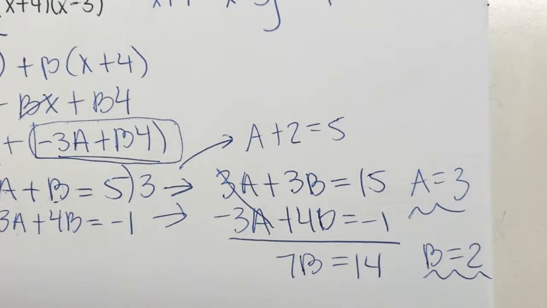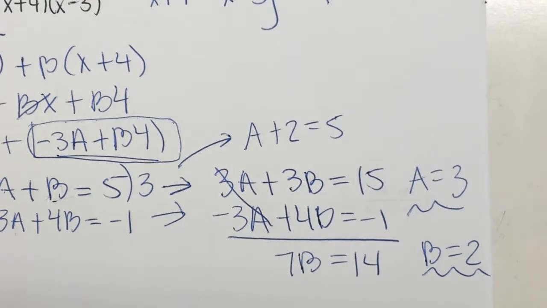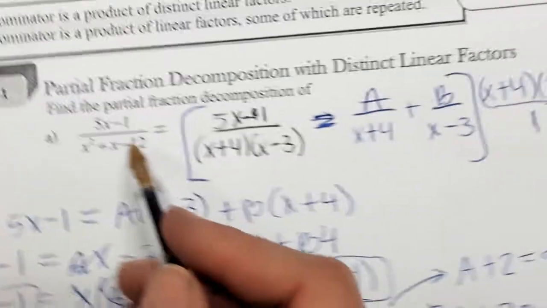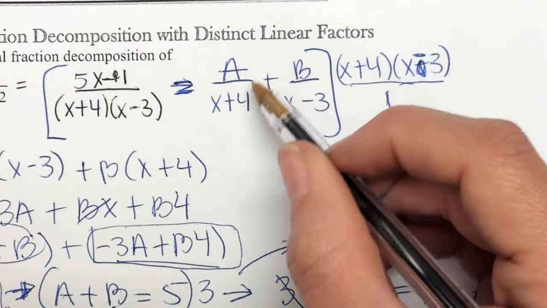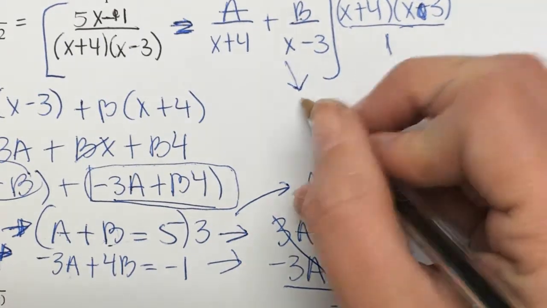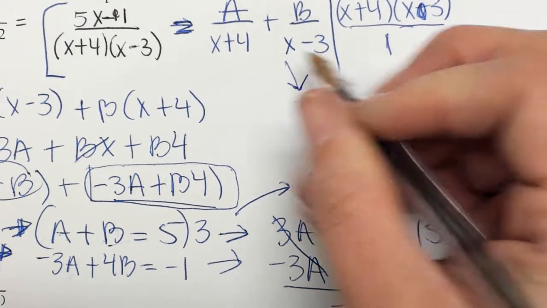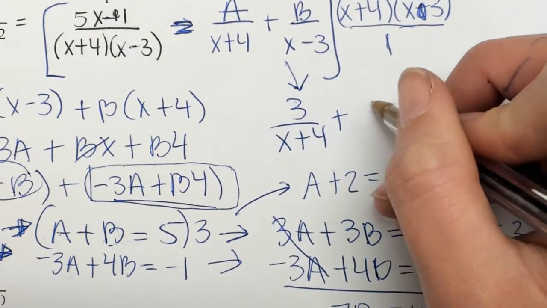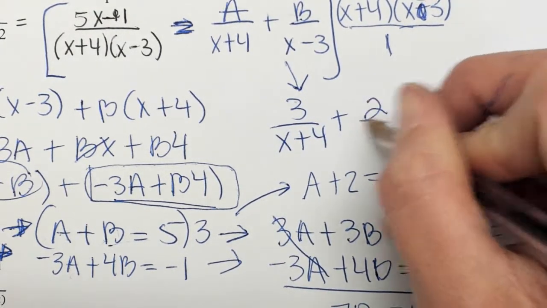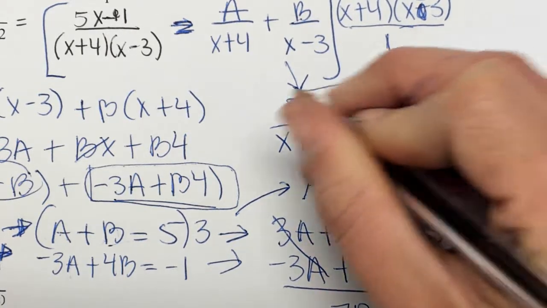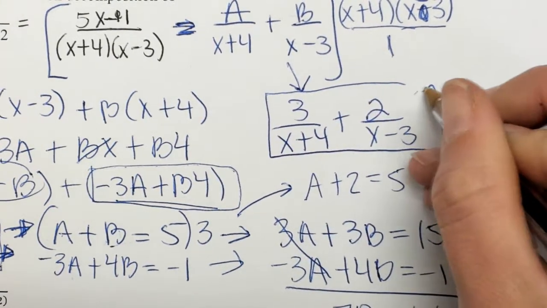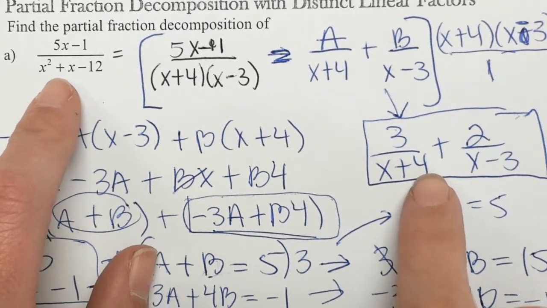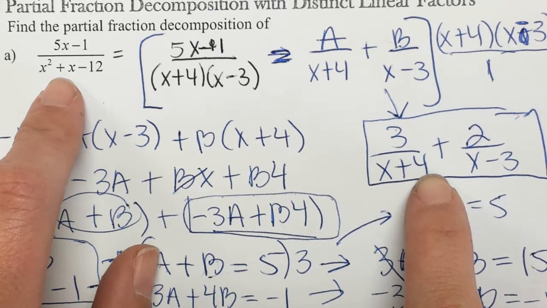The rational function we started with, this 5x minus 1 over x squared plus x minus 12, can be broken into these two fractions. Instead of a on top, we can write what? 3 over x plus 4 plus 2 over. Very good. That is this rational function broken into two different rational functions. So that's our answer.